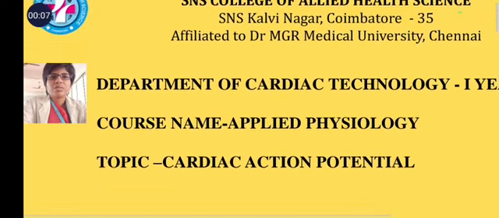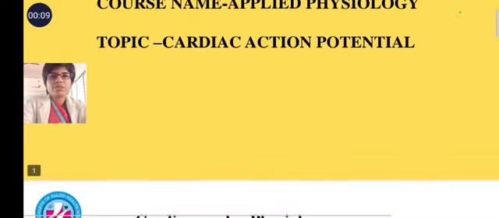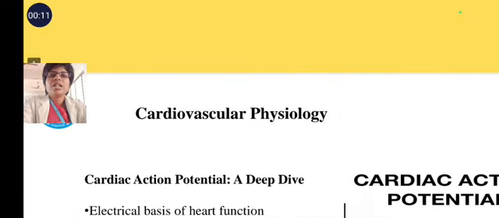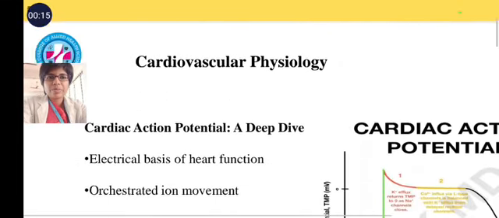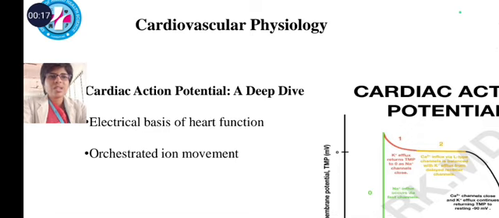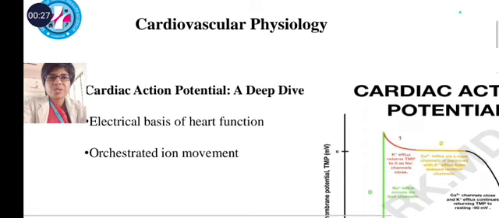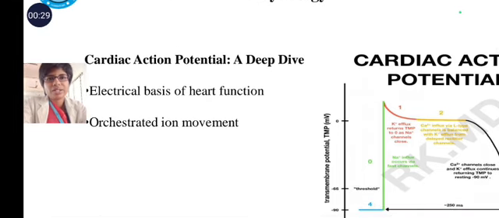Now the topic is about cardiac action potential. Initially, cardiovascular physiology has depolarization, repolarization and hyperpolarization phases, which are initiated by this action potential. In the cardiac muscles, there are some types of cells present, smooth muscles are there. They have gap junctions. Within the gap junctions, ions are exchanged, and so the action potential also occurs.